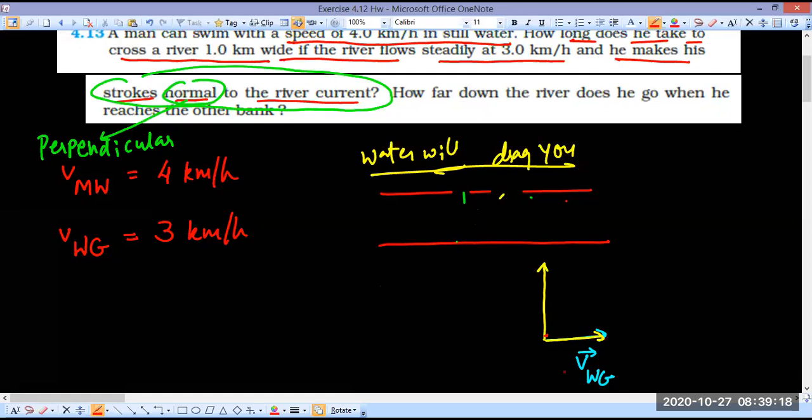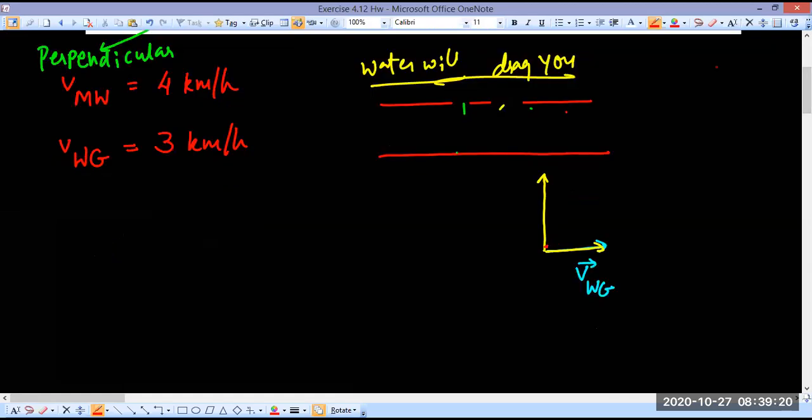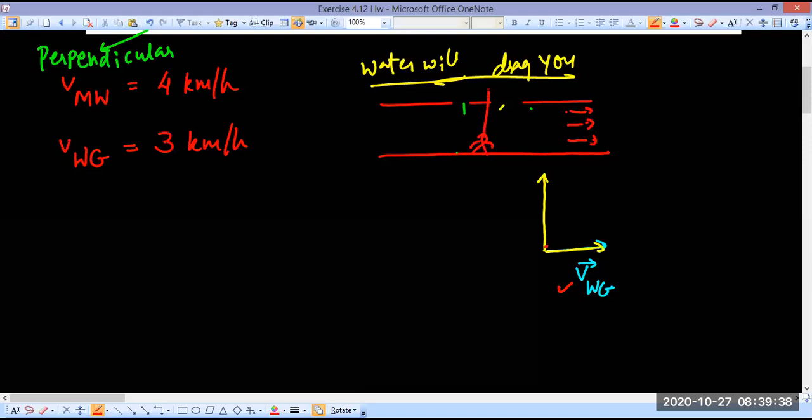So again, VWG is towards the right side, meaning water is flowing towards the right hand side. So VWG is towards the right hand side with respect to ground. Okay, so water is going like that, and this man is trying to swim like that.